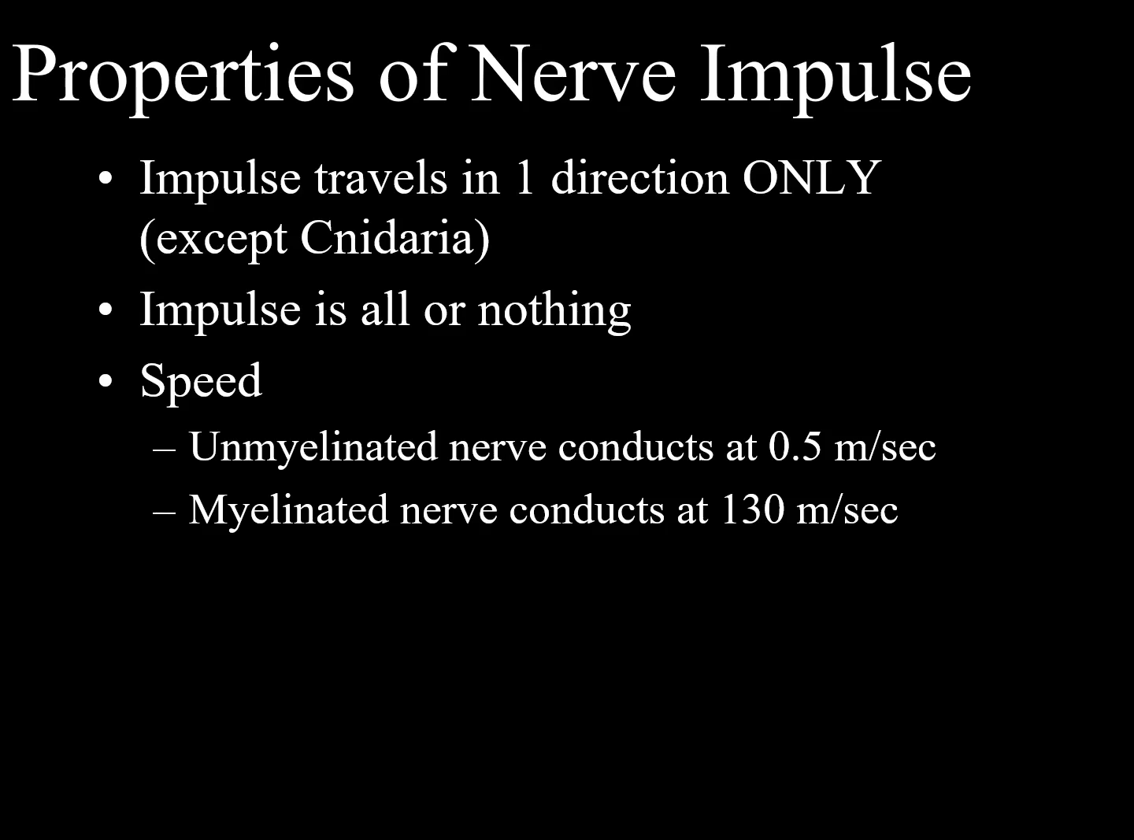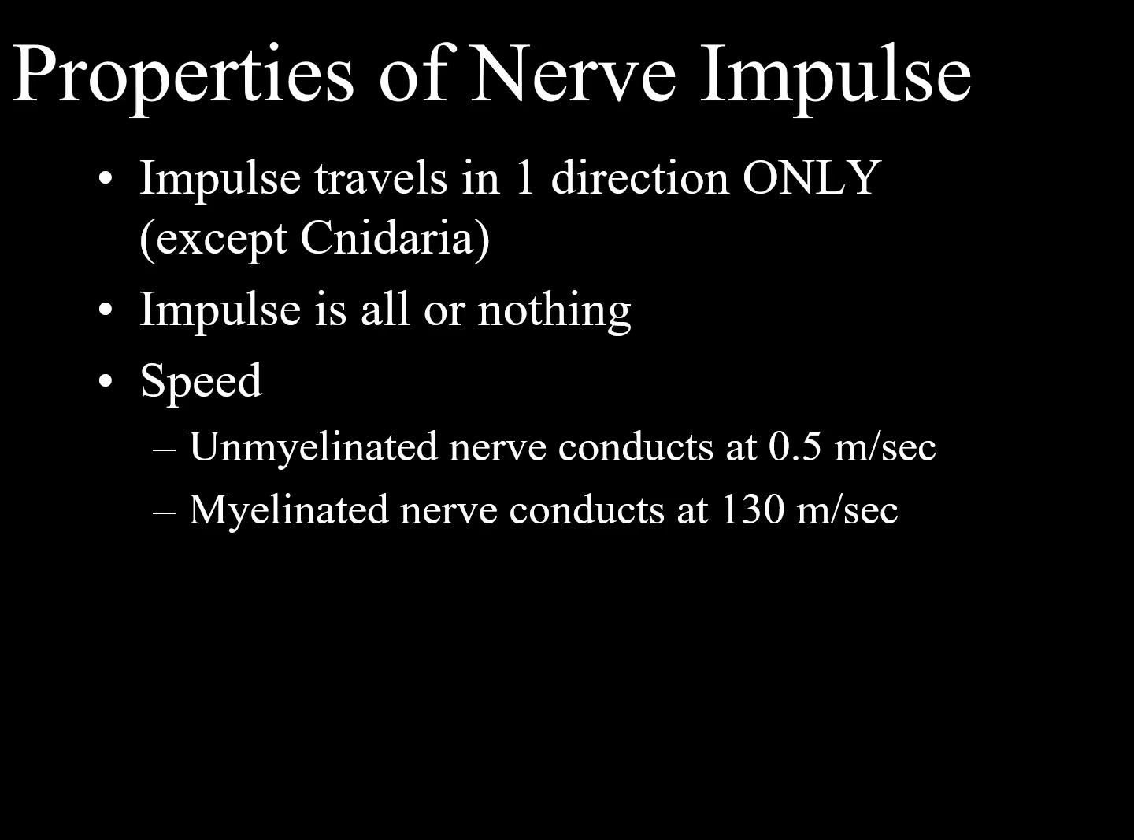All right, so a nerve impulse has some properties. Nerve impulses only travel in one direction. The exception to that are neurons in Cnidaria, and remember, they barely have tissues, right? But they have two-way neurons, so the same neuron can be both a motor neuron and a sensory neuron, which is kind of an odd thing, hard to imagine how that works. But Cnidaria are the only exception.